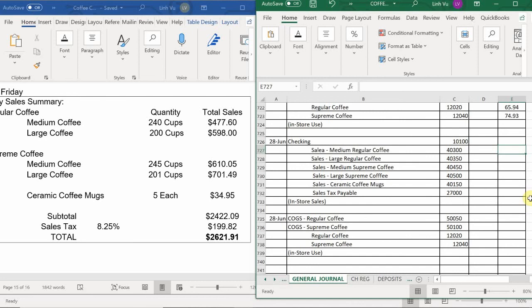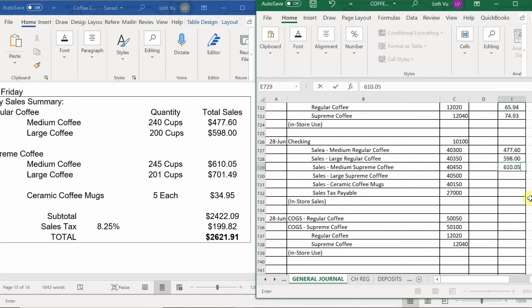The sales of the medium regular coffee? In this case, instead of having to test for my debits to equal my credits, I can do that simply by adding up everything in my checking account. So I'm going to use my equal sum in my checking account. We could start on the sales for the medium coffee, 240 cups at 477.60. Then we're going to list our large coffee at $598 even, and our supreme coffee at $610.05.